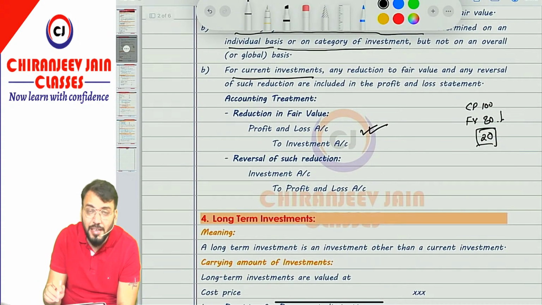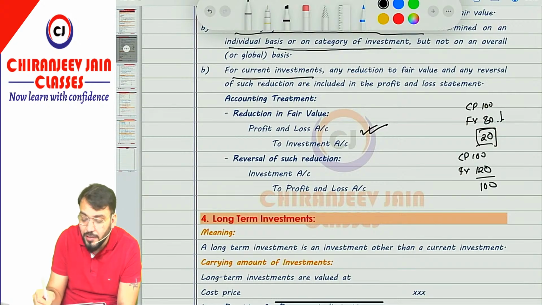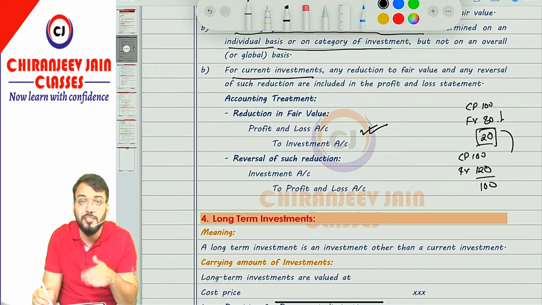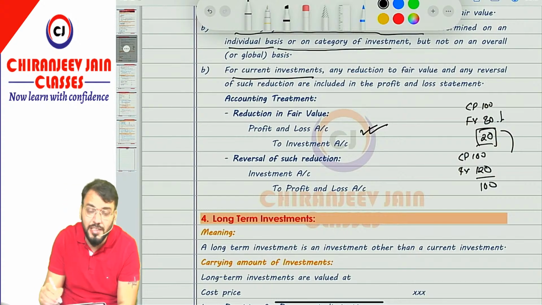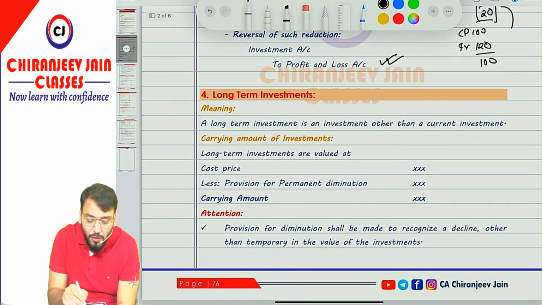However, subsequently there may be some reversal of such reduction. Suppose once again the cost price is 100 and the fair value becomes 120, then of course the lower is 100 only. So whatever reduction you have done in the prior year requires reversal, that is known as reversal of prior reduction. That reversal will also be done through the PL account only. Then our journal entry will be investment account debit to profit and loss account. Got this point?